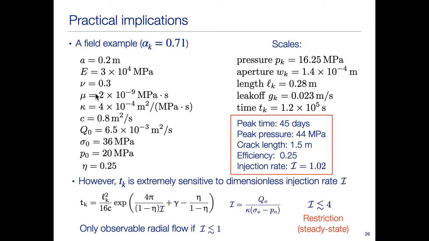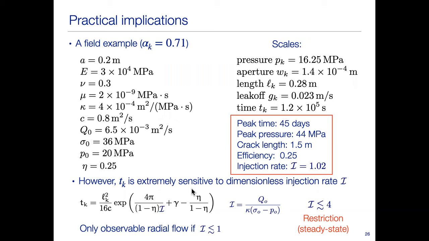Here you see the scales that I calculated on the basis of the scaling analysis, and this is the result. For this particular set of parameters, the peak time was reached after 45 days. Look at the peak pressure and compare that to sigma naught, which is 36 megapascal in this case. You see a very high value of the peak pressure, 8 megapascal. At the time of the peak, the efficiency, the phi parameter, was about 1/4. That means that only 1/4 of the flux was entering the crack immediately. And the dimensionless injection rate was about one.